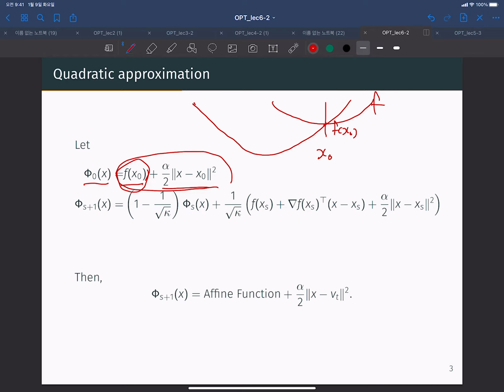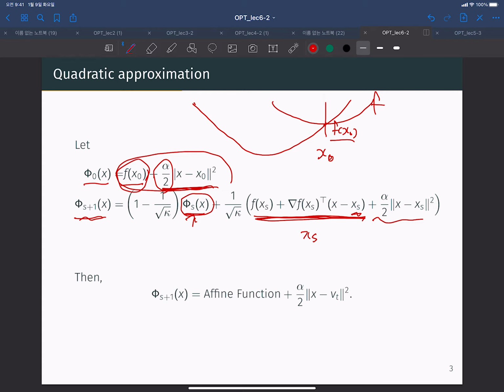This is a bias term. The bias comes from the real function value f(x0), and then it is centered at x0 and increases with a speed of alpha over 2, with curvature of alpha. And then we recursively define Pi s plus 1. Pi s plus 1 is defined from Pi s and the linear approximation at the point xs. Okay, so this is a kind of linear combination between Pi s and the tangent line function at point xs.